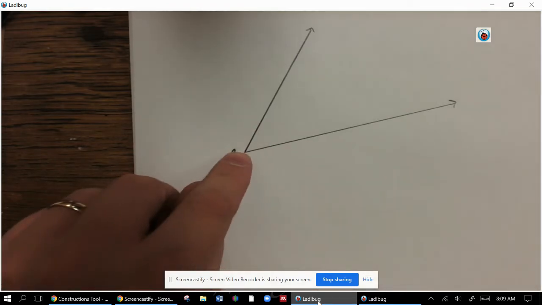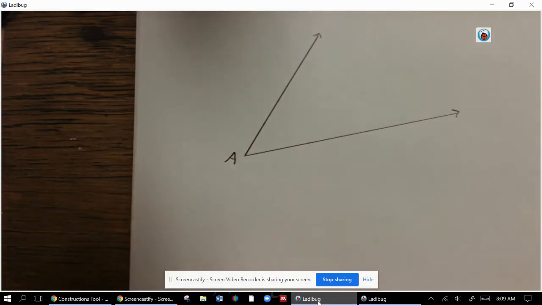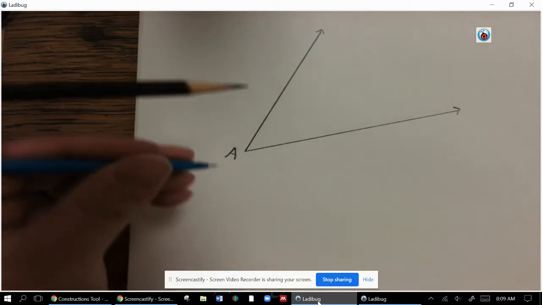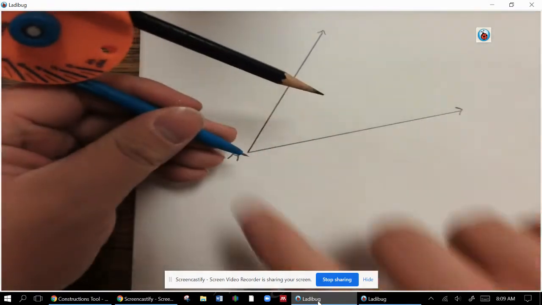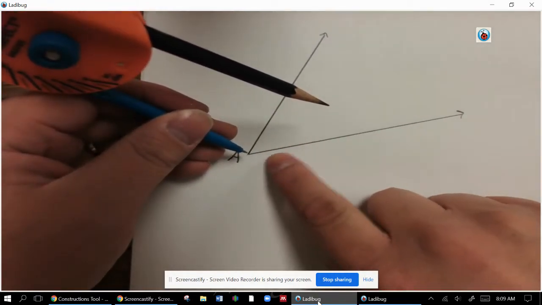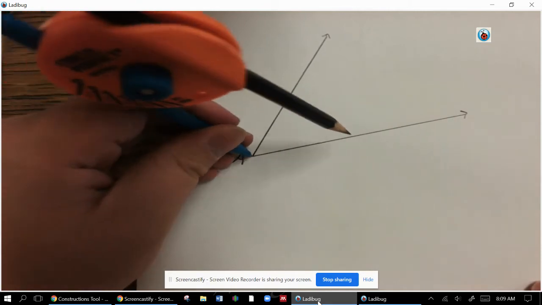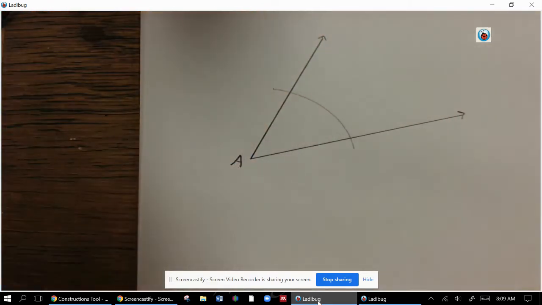So we've got our angle. In this case, I did an acute angle. I'll make sure I do an obtuse angle on the computer. So we're going to start off by taking our compass set to some distance, big enough that it's not super tiny down in the corner, but small enough that I'm not going to go off the edge of the angle here. And we're just going to make an arc right through it.